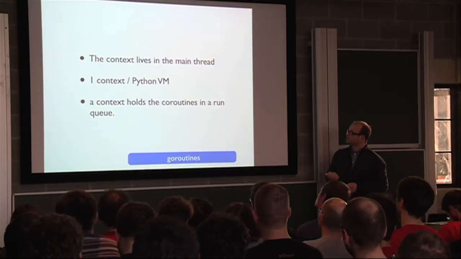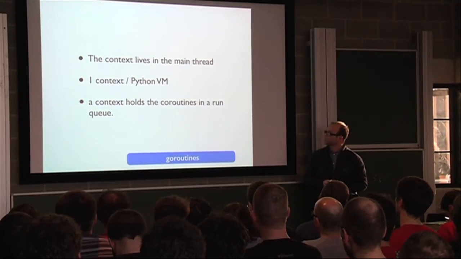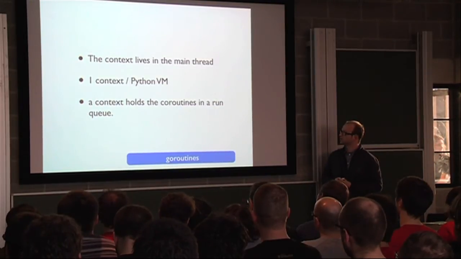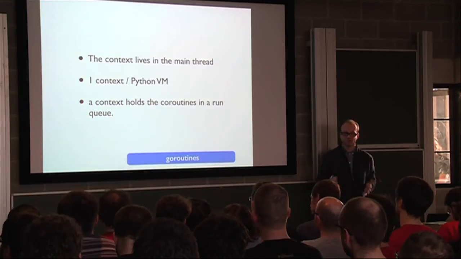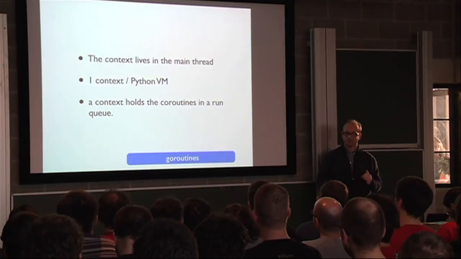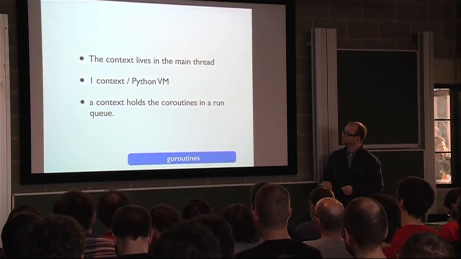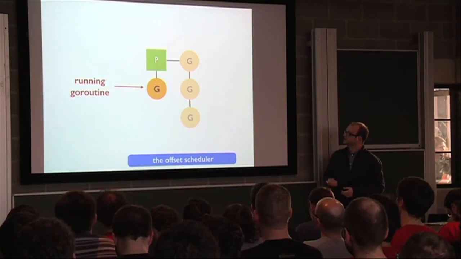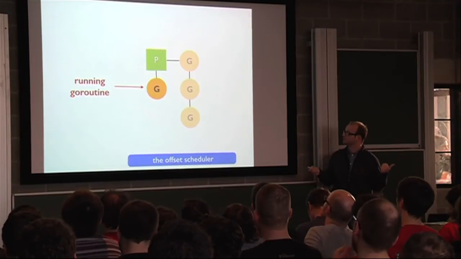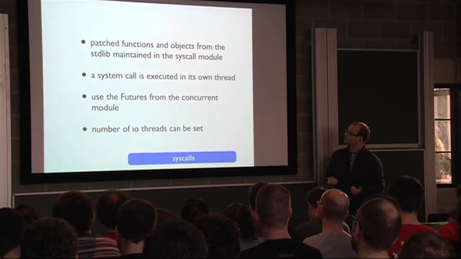The context lives in the main thread, you have one context per Python VM. And one context holds all the goroutines in a run queue. A run queue is just a queue where you are appending the new tasks and you are popping from the left, from the top, the task in the queue to be executed. Like this schema shows, you have one goroutine at a time in the process, in the context, and the other goroutines waiting.